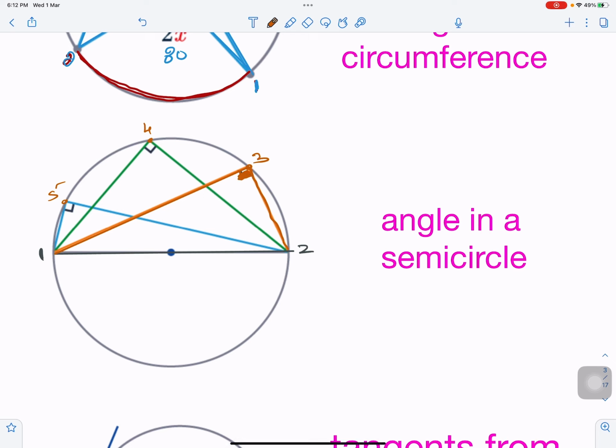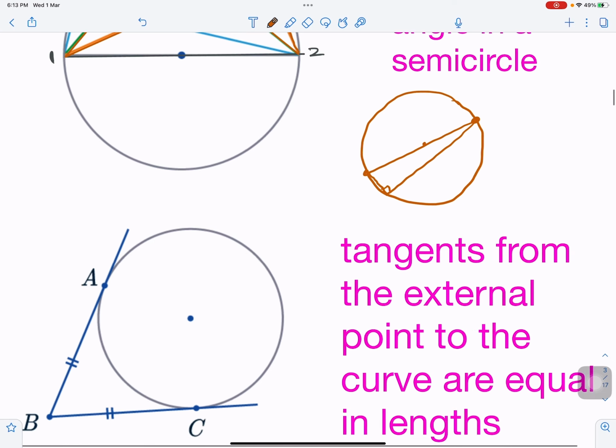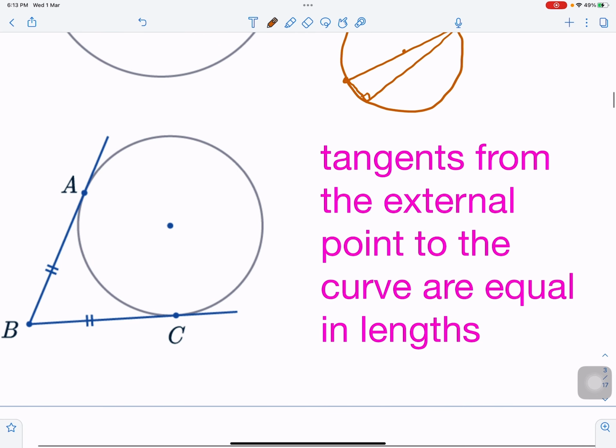Similarly here, because the green line, if you see, from 2 it is going on the circumference, from 1 it is going on the circumference. So it is 90 degrees. That's why it is called angle in a semicircle. For example, if I have a circle here and I take this diameter, then from the ends of the diameter, if I make an angle on the circumference with straight lines, it will be 90 degrees. Now let's see another very important property.